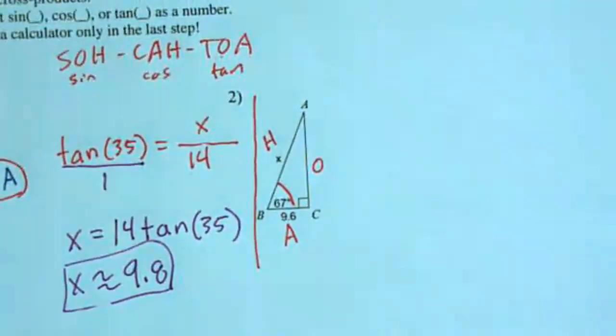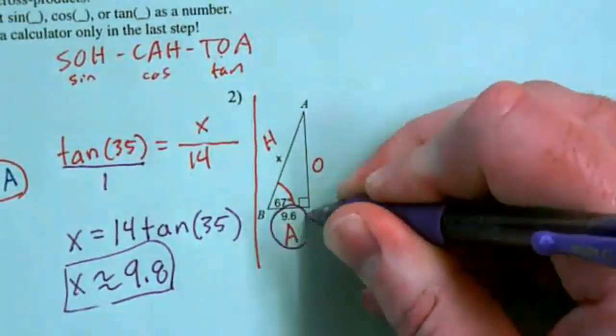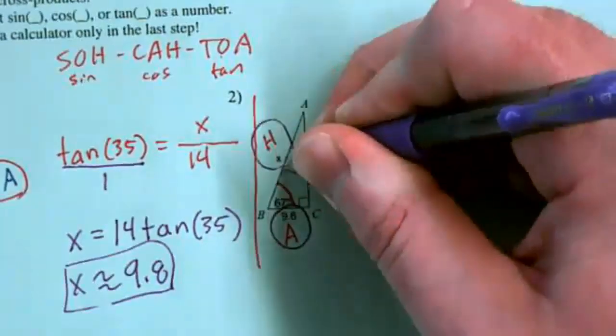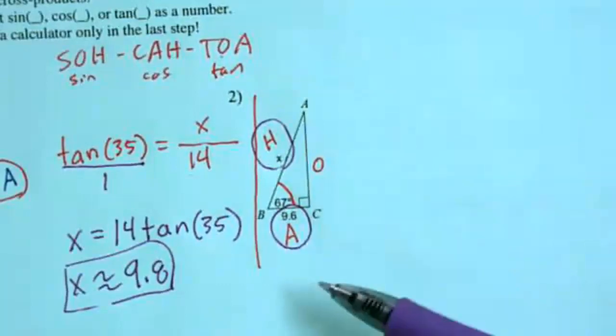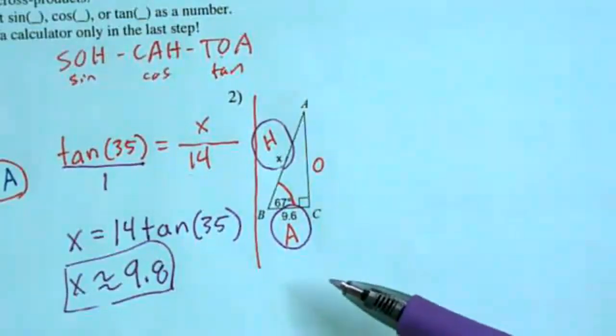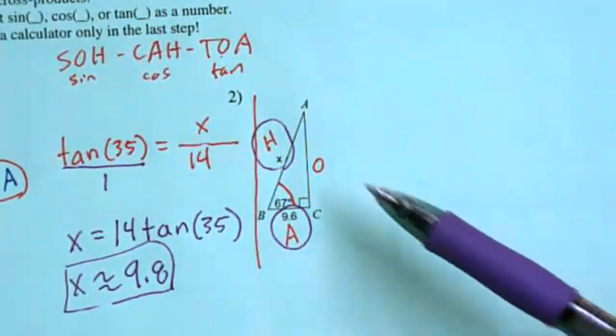Make your big decision. Are we going to write a sine or a cosine or a tangent? I'm seeing adjacent and hypotenuse. You guys seeing adjacent and hypotenuse also? Yeah. Which one has adjacent and hypotenuse? Cosine.